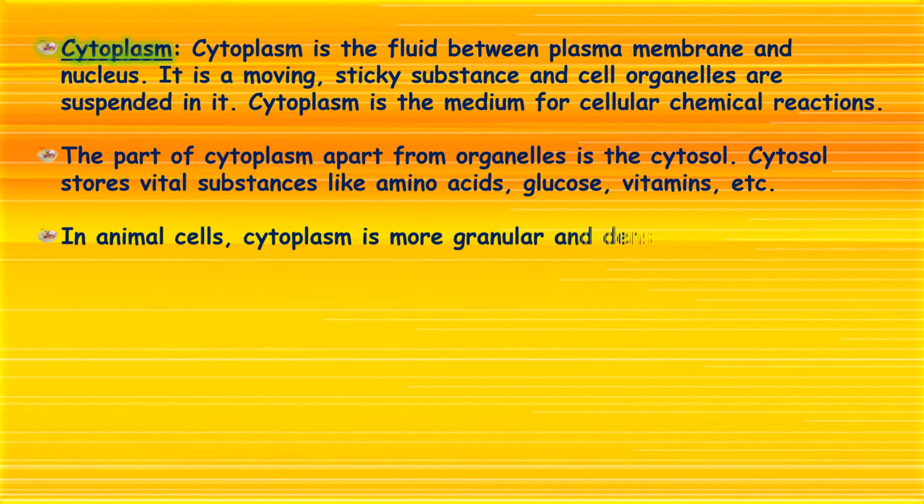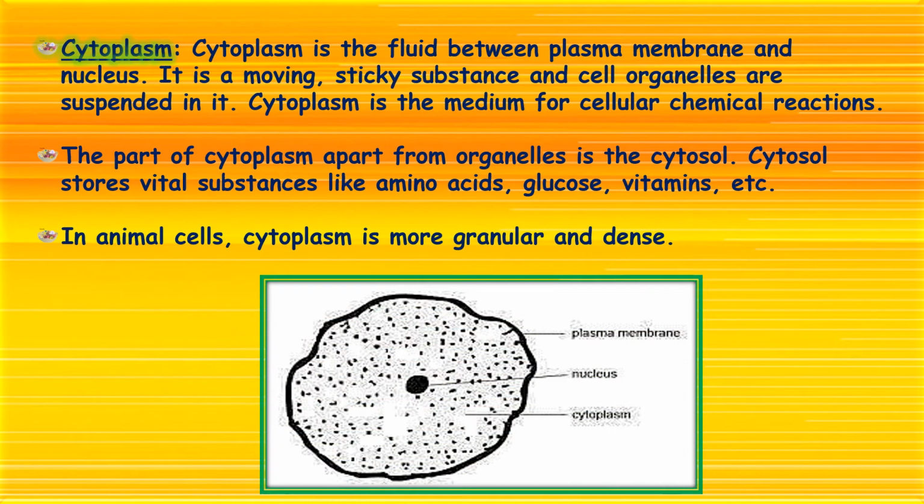Now in animal cells, the cytoplasm is more granular, grainy, and thicker, that is dense. Now this is the animal cell. You can see the plasma membrane, the nucleus in the middle, and the liquid moving sticky substance within the cell is called the cytoplasm.